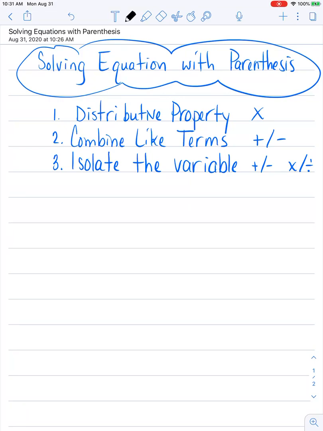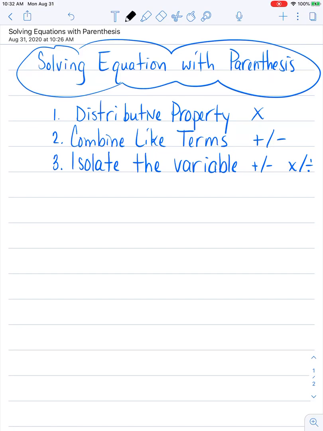Hey guys, today we're going to take a look at solving equations with parentheses. So first I want you to stop the video and copy the notes that I've set here. These are the steps to solving multi-step equations. So now that you've copied these steps down, let's talk through them before we practice them.